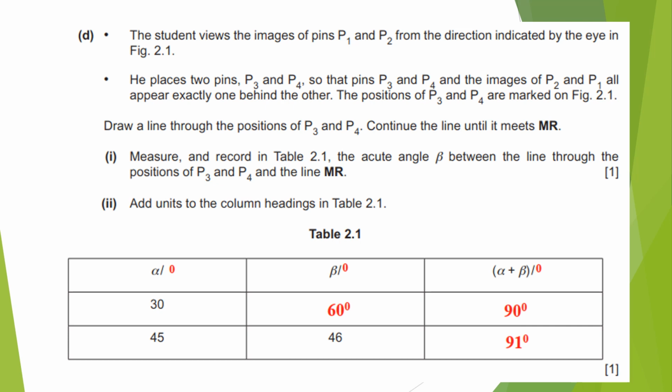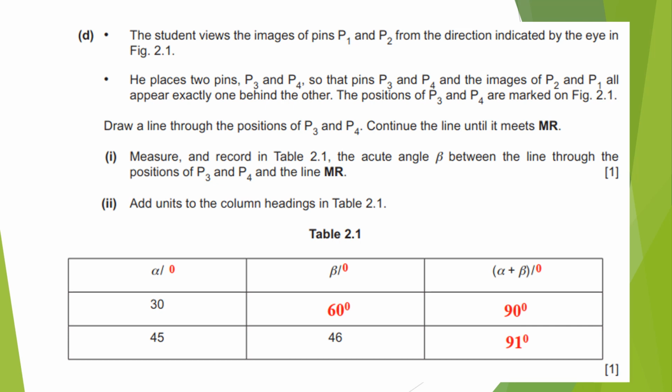Draw a line through the positions of P3 and P4. Continue the line until it meets MR. So just we have to join P3 and P4 until it meets the line MR where the mirror is placed. And D1, measure and record in table 2.1 the acute angle beta between the line through the positions of P3 and P4 and the line MR.